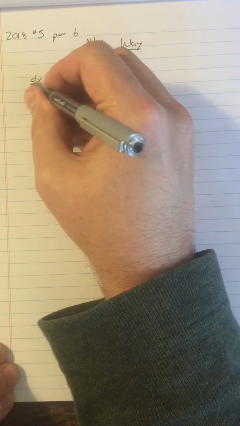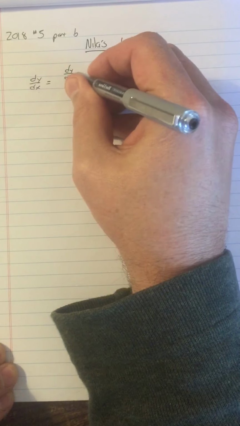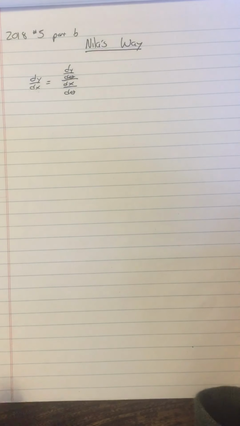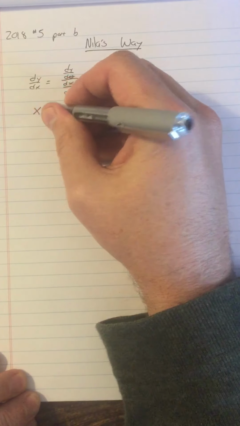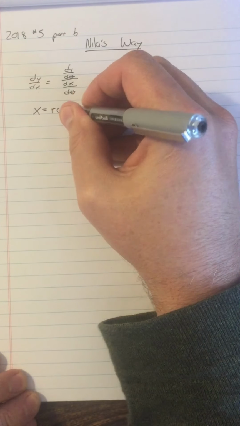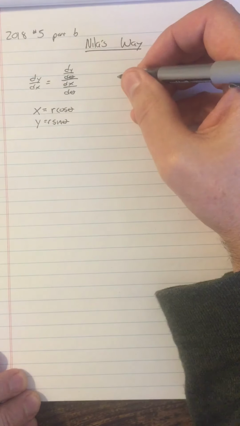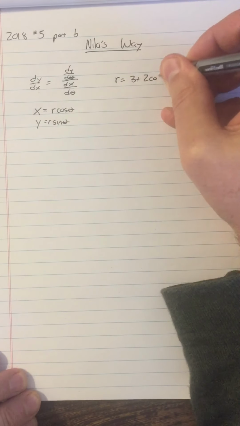So no matter how you do it, you have to know that dy/dx is equal to dy/dθ over dx/dθ. No matter how you do it, you need to get that or know that. Also, both methods started with knowing that x equals r cosine theta and y equals r sine theta. And let's remember that our function was r equals 3 plus 2 cosine theta.